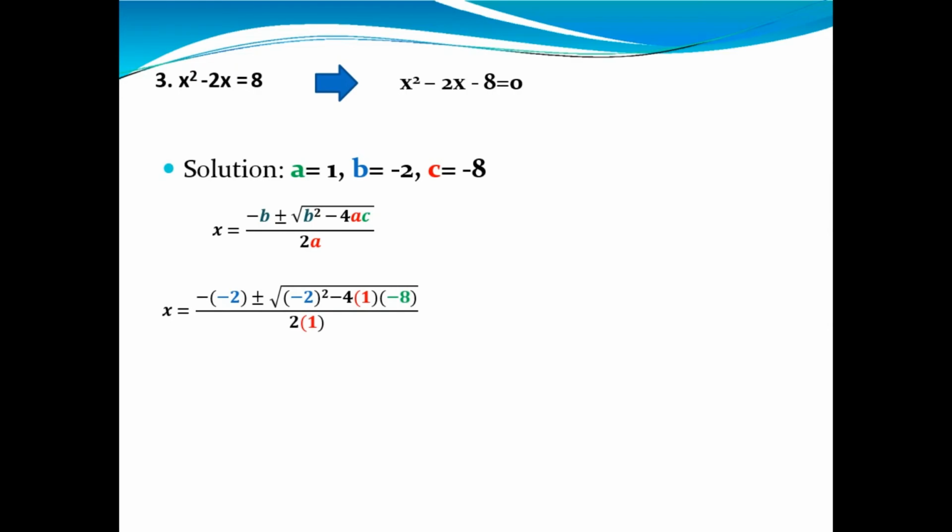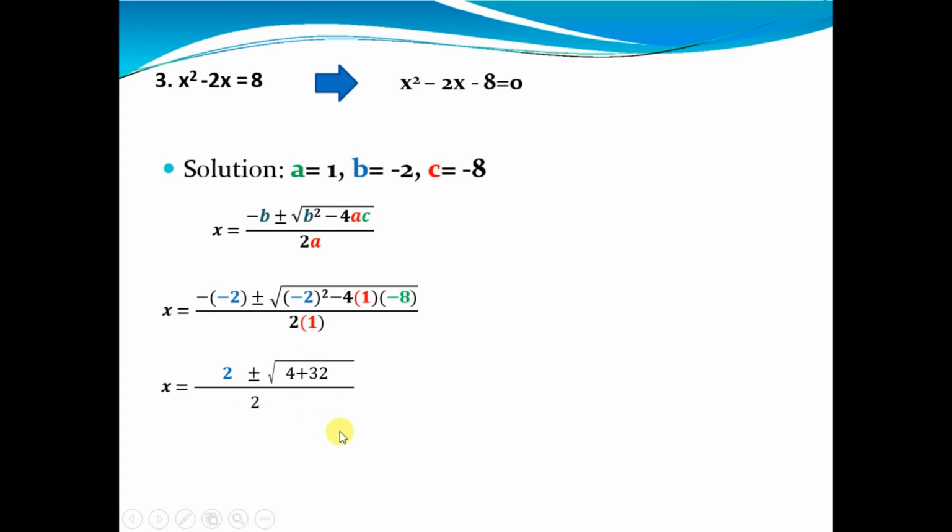Applying it to our quadratic formula, we will substitute. We have negative 2 plus minus square root of negative 2 squared minus 4 times 1 times negative 8, all divided by 2 times 1. As you can see in the first part of our expression, we have two negatives here. So if we simplify this, we have positive 2 plus minus the square root of, negative 2 squared is positive 4, and negative 4 times 1 times negative 8 is positive 32, giving us 4 plus 32, all divided by 2 times 1, that is 2.